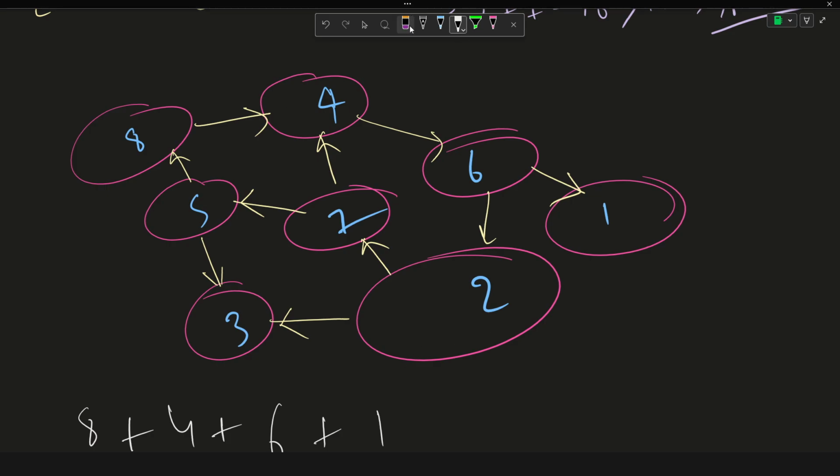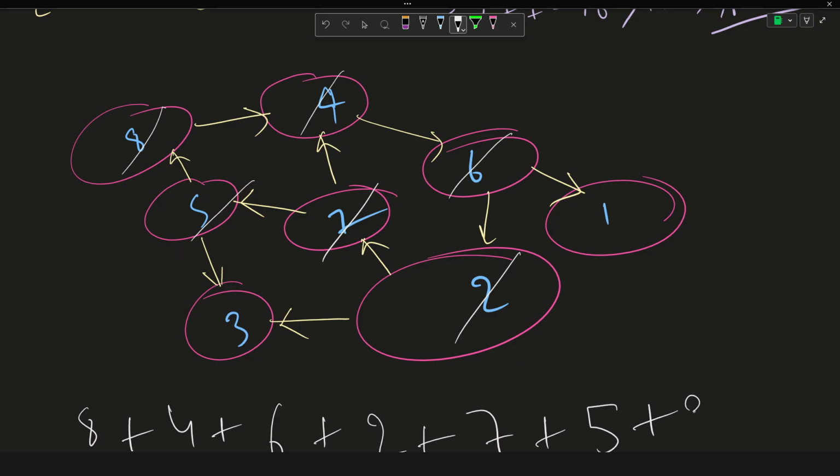So instead of visiting this one, what we can do is from 6 we would have moved to 2 instead of 1. If we have moved to 2, we would be collecting 2 coins. Let me also mark the nodes which we are visiting. And after this 2, suppose we move to the 7, and then from 7 we move to 5, and then from 5 we move to 3. So in total we have visited this many nodes.